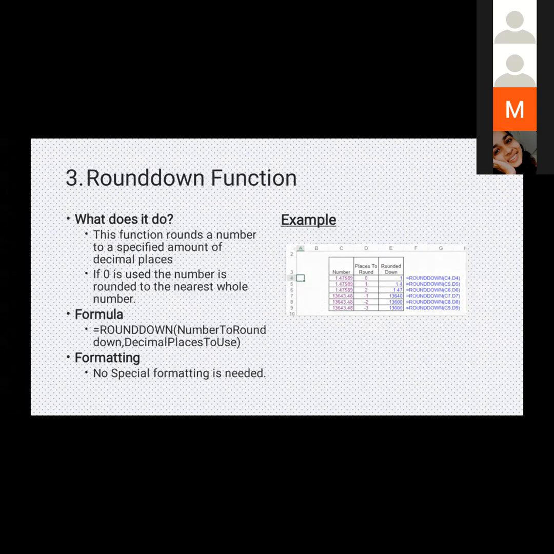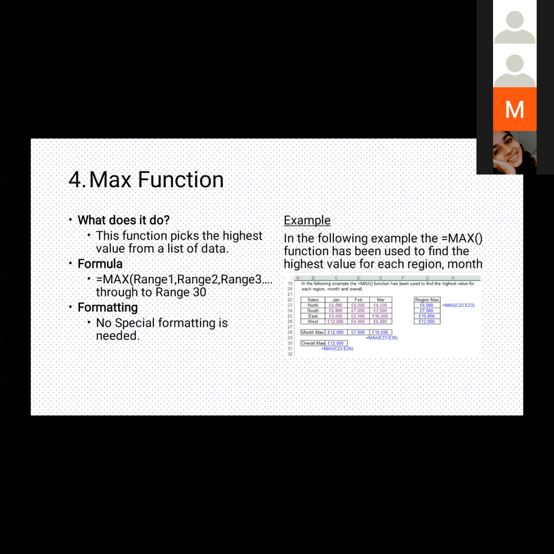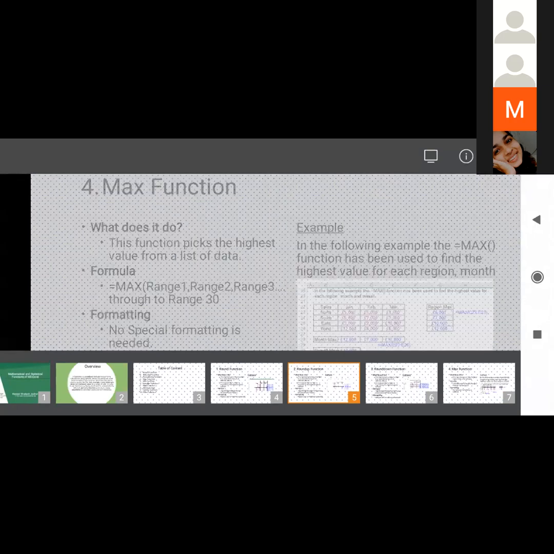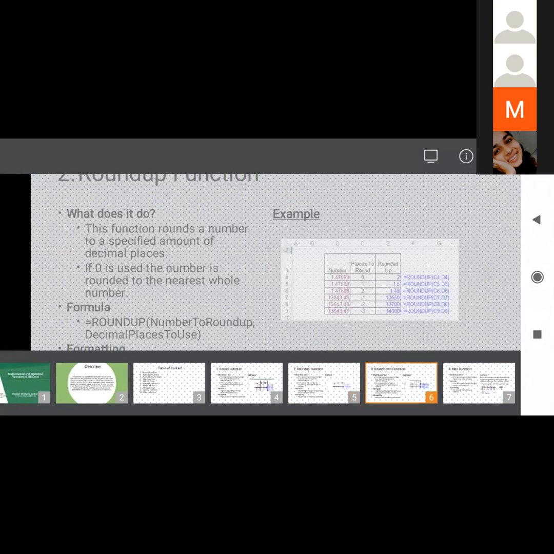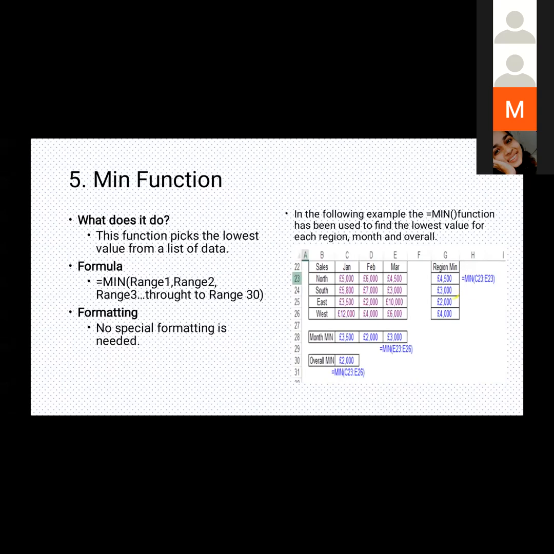The fourth is the MAX function. What does it do? The function picks the highest value from a list of data. Formula: =MAX(range 1, range 2, range 3, up to range 30). The fifth is the MIN function. What does it do? This function picks the lowest value from a list of data. Formula: =MIN(range 1, range 2, range 3, up to range 30).